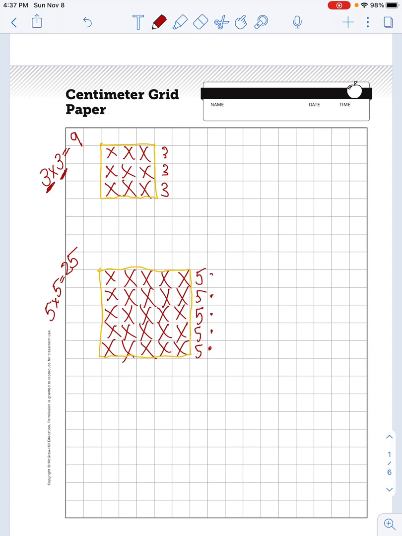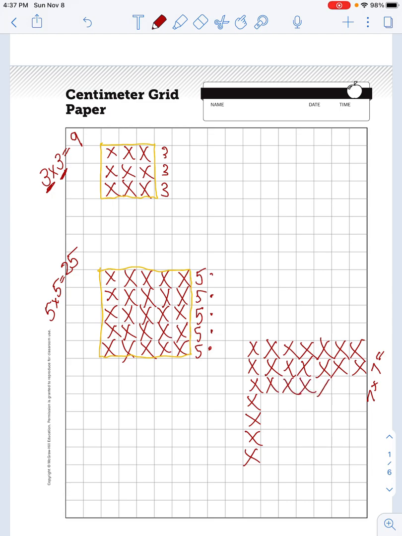Let's do another one. Let's make it a little bit harder. Let's do 7. 7 times 7 equals. Okay, so I have to have 7 rows. 1, 2, 3, 4, 5, 6, 7, with 7 in each row. 1, 2, 3, 4, 5, 6, 7. Ooh, that was a close one. 1, 2, 3, 4, 5, 6, 7, and so on.